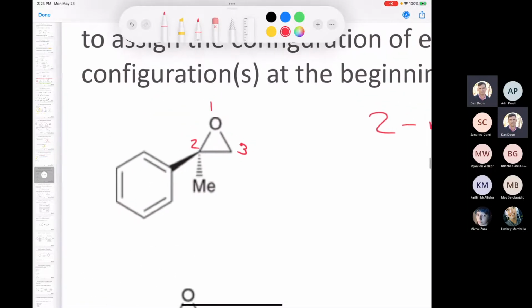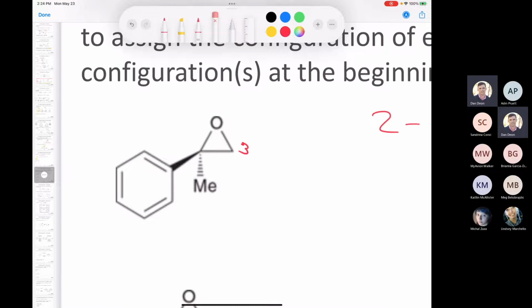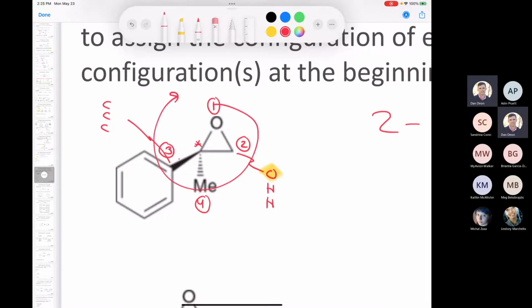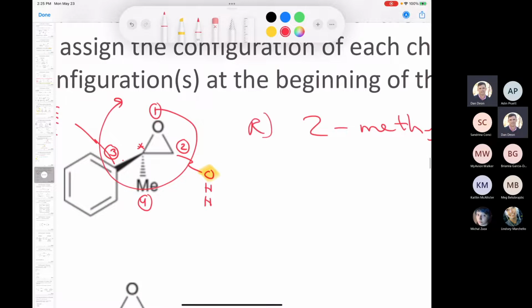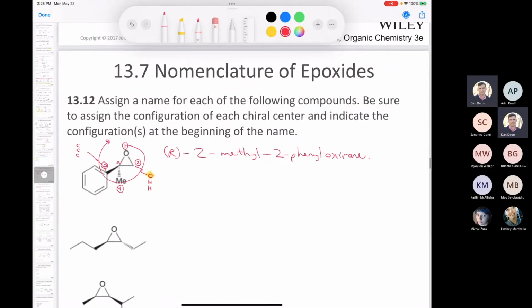So let's zoom in here and see if we can figure this thing out. So this is our stereogenic center right here. So this is going to be our highest priority group, the oxygen. The methyl would be our lowest priority group. Then if you look at this carbon, it's attached to carbon, carbon, carbon. And this carbon is attached to an oxygen, a hydrogen, and a hydrogen. And thus this would be our tiebreaker. So we go from 1 to 2 to 3. So we're going clockwise, and thus the stereochemistry here is R. So we have an R 2-methyl 2-phenyl oxirane.